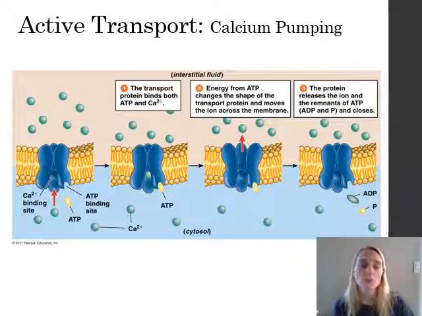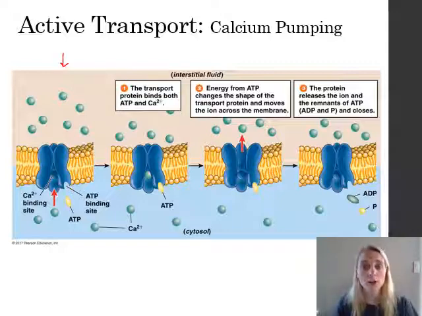All right, so here's an example that your book presents of active transport. This is a common mechanism in cells called calcium pumping. Usually we use the word pump when it's active transport as opposed to diffusion. We don't really use the word pump with diffusion, because think of a pump, you have to use energy to pump stuff somewhere.